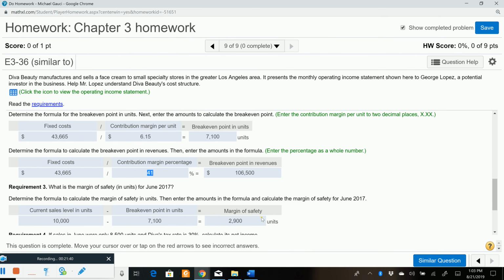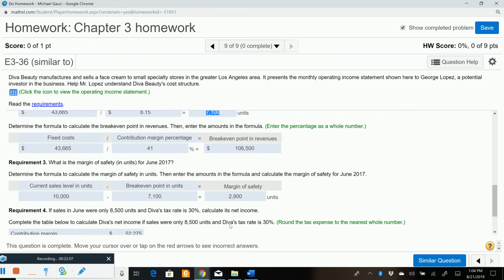How about margin of safety? The margin of safety is the difference between the actual or the budgeted sales, in this case we're dealing with actuals, minus the break-even point. So the actual sales level we said was 10,000 units, and we just calculated a few seconds ago that the break-even point in units was 7,100. The difference is 2,900 units. That is the margin of safety in units.